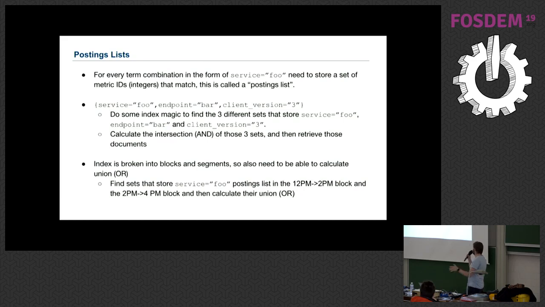And then the index is broken into time window slices as well, so that we can just drop immutable indexes when data is no longer needed because it's out of retention. We have to OR the result between the time window indexes.